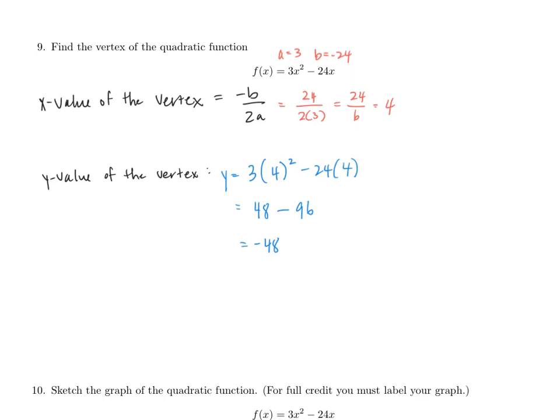So your vertex is going to be the ordered pair (4, -48). Remember that you must write it as an ordered pair. If you do not, you will lose credit. So make sure you write it with the parentheses.